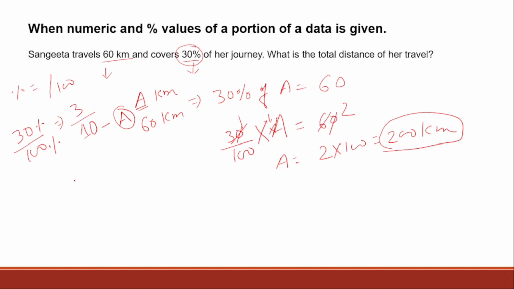And 3 is given as 60. Then 10 will be 60 by 3 into 10, that is 200 kilometers, right?